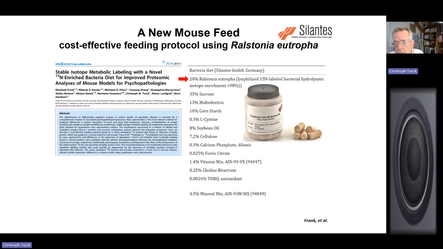Silantes came up with a great idea, a feed based on Ralstonia eutropha, a small bacterial organism that you can efficiently label. It served as a protein source for this mouse diet. You culture these bacteria, make them 15N labeled, almost 100%, and then you hydrolyze the proteins. This is what serves as the amino acid and protein diet in the Silantes food. Since the major nitrogen source in this feed is 15N, you can get very high incorporation rates this way.